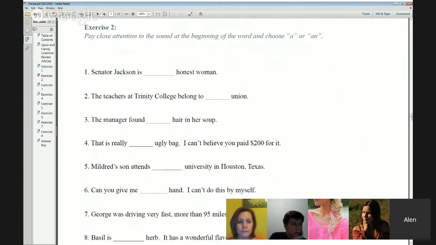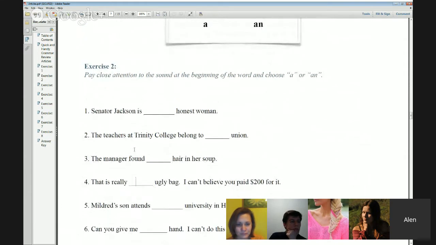Okay, Xenia, the first one. Senator Jackson is a honest woman. Senator Jackson is? An? Yes. An honest woman. Good. An honest, without the H, yeah. Yeah, the H is silent. Very good. Senator Jackson is an honest woman.